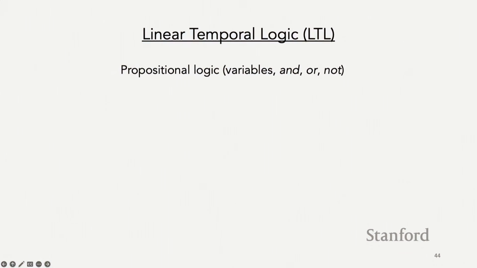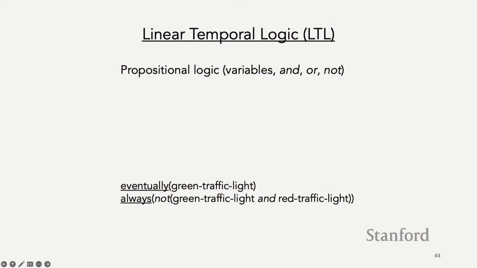I start with propositional logic. And you all know propositional logic. And how do I know you do it? Yeah, because you were my SAT solvers, right? Wonderful. So that's propositional logic. But there are things that are impossible to state in propositional logic, like, eventually I'm going to get a green light somewhere. Or it's never the case that I'll have both a green light and a red light at the same point in an intersection, right? Or if I acquire a lock, I'm eventually going to release the lock, right?